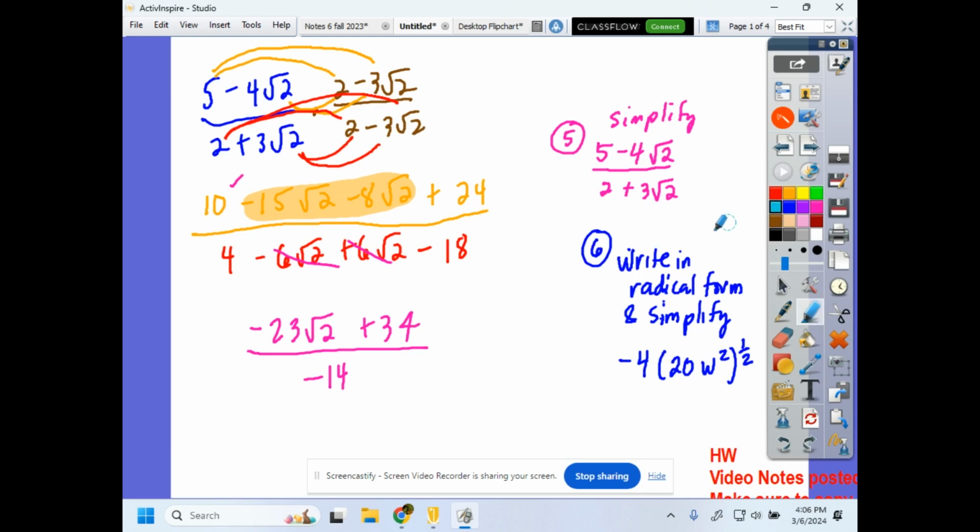You're not allowed to have a negative 14 in the denominator. So you need to flip the sign. This becomes 14 here. Flip, flip. So this becomes 23 square root of 2 plus 34.